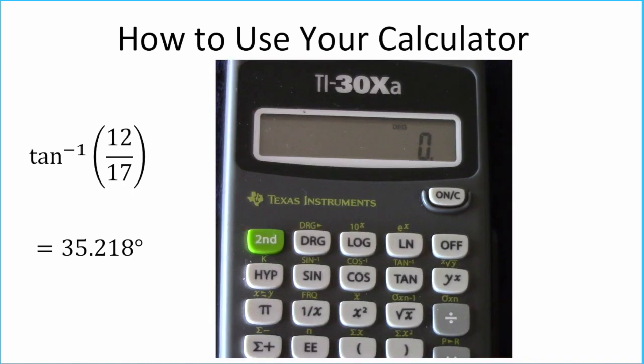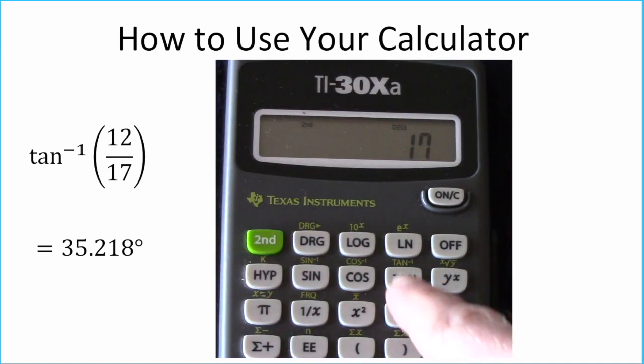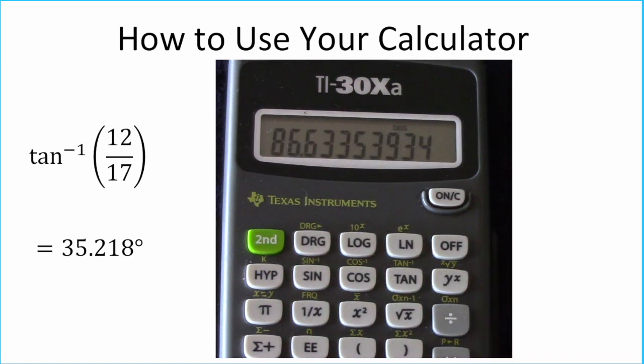Let's take a look at how we use the single line calculator to figure out a missing angle using the inverse tangent. So it turns out there's ways that can work with this calculator and ways that don't. So let's just jump in and try 12 divided by 17. And then we know we want inverse tangent. So notice that's above the tangent button. So we have to hit second and then inverse tangent. That is not the right answer because we know we're supposed to get 35.218 degrees.